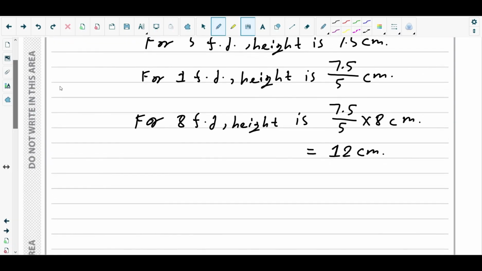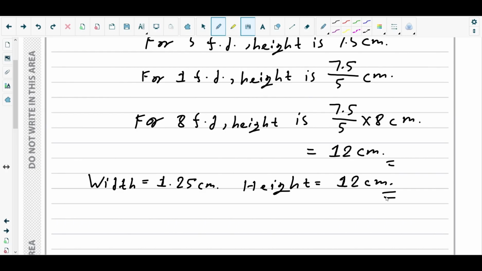We got the height. So we got the width, which was 1.25 centimeter, and we got the height as 12 centimeter. That's it. Done.